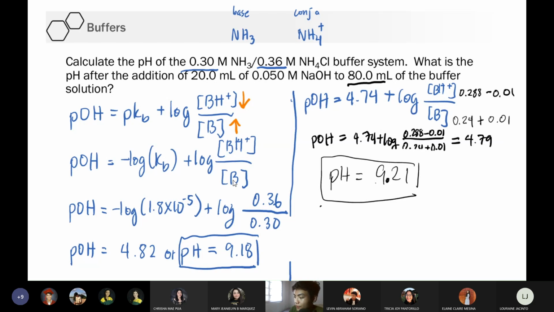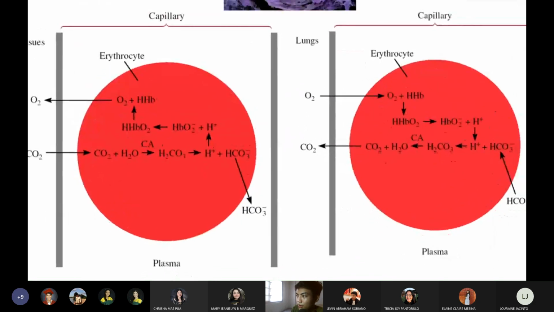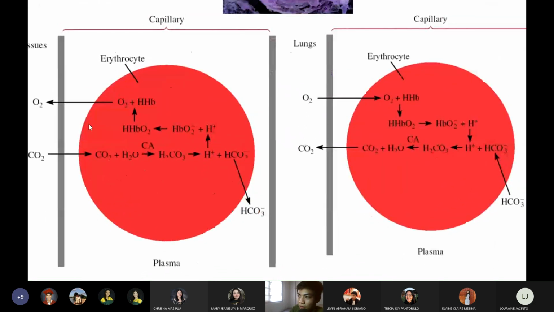Okay, so I think application ng buffer in our cells, especially the red blood cell, the pH of the blood is 7.4. Slightly alkaline siya, okay? Because of the presence of the phosphates in there. Actually, maraming buffer systems daw. We have the phosphate and the carbonate buffers. So ito, yung pinapakita dito, we have the carbonate buffer.